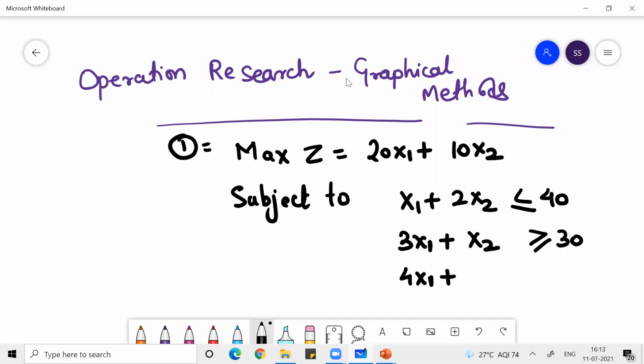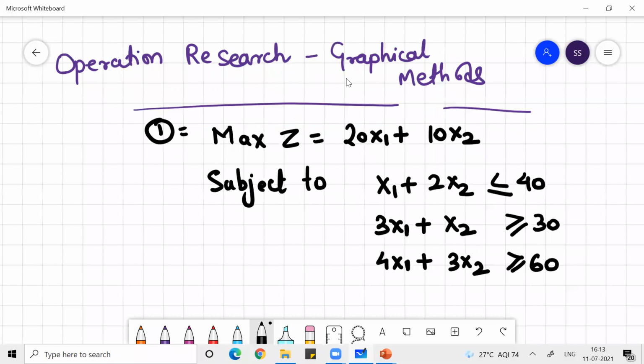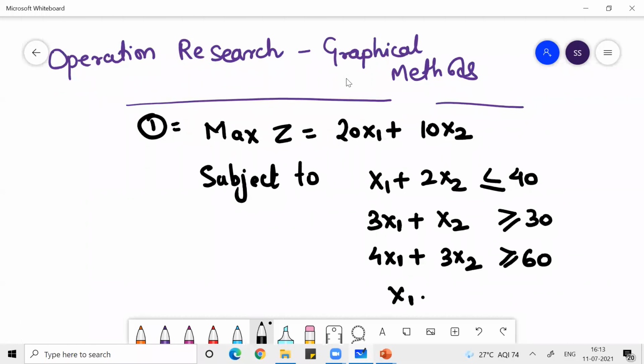The third constraint is 4x1 plus 3x2 is greater than or equal to 60. And your last, the non-negativity restriction, is x1 and x2 are greater than or equal to 0. Fine. So whenever we get a graphical method problem where your objective function is to be minimized, and you saw three constraints followed by one non-negativity restriction which is given to you.